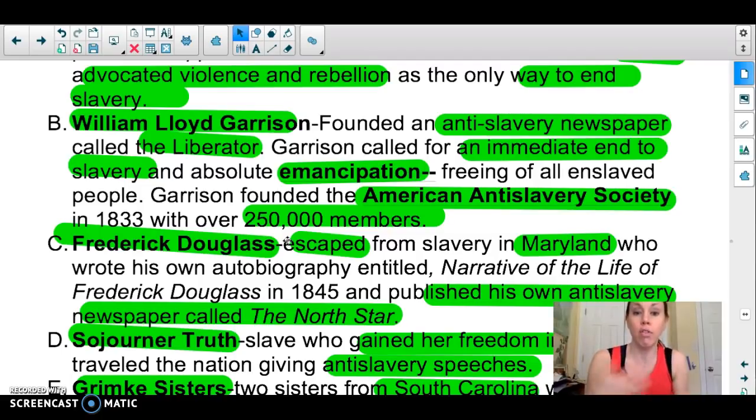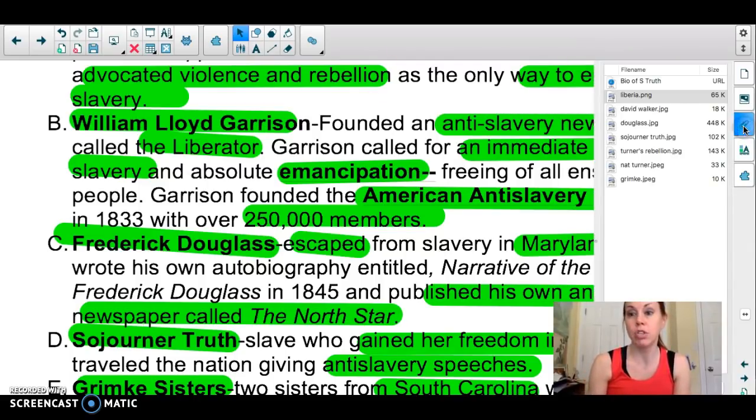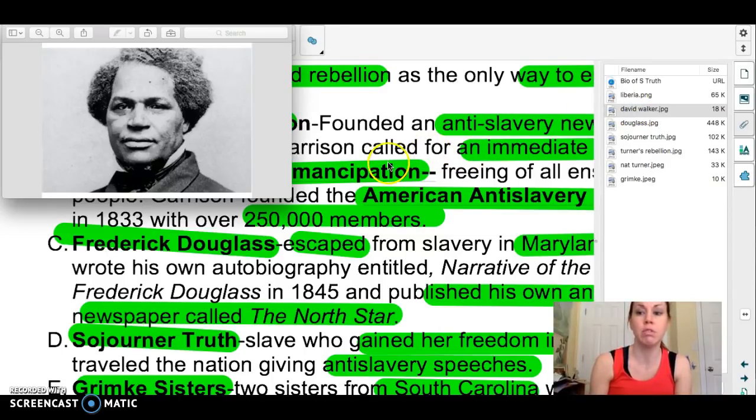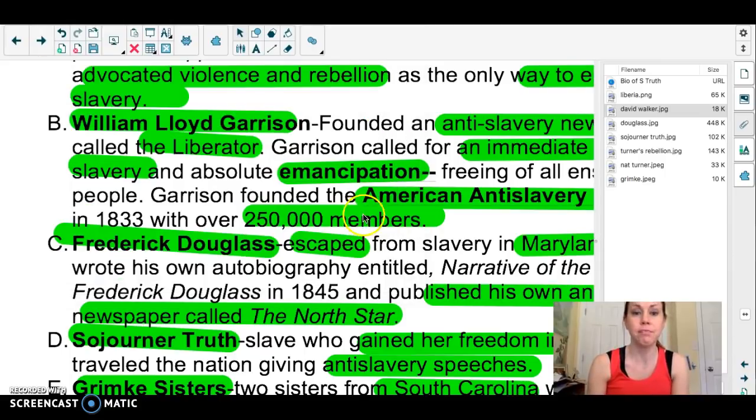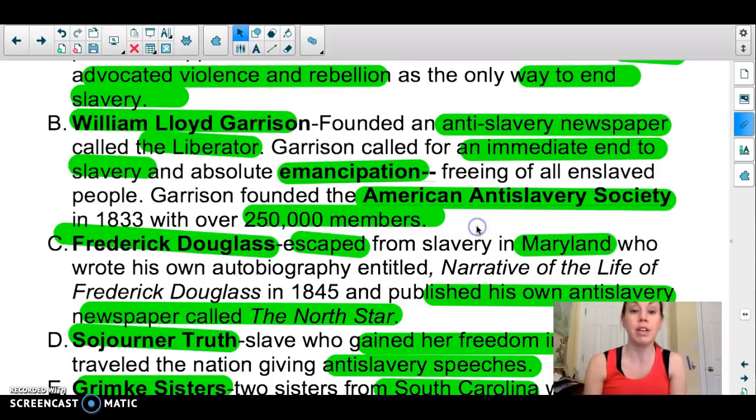And this movement to free them. Now, he's going to advocate for that. He's going to talk about that in his newspaper, The Liberator. White guy. Okay, let me show you pictures. Here's David Walker. I don't have a picture of Lloyd Garrison, but he's white, just trust me. Here's David Walker from North Carolina, who advocated violence to end slavery. And just remember, William Lloyd Garrison's newspaper is called The Liberator. He wants immediate end to slavery.